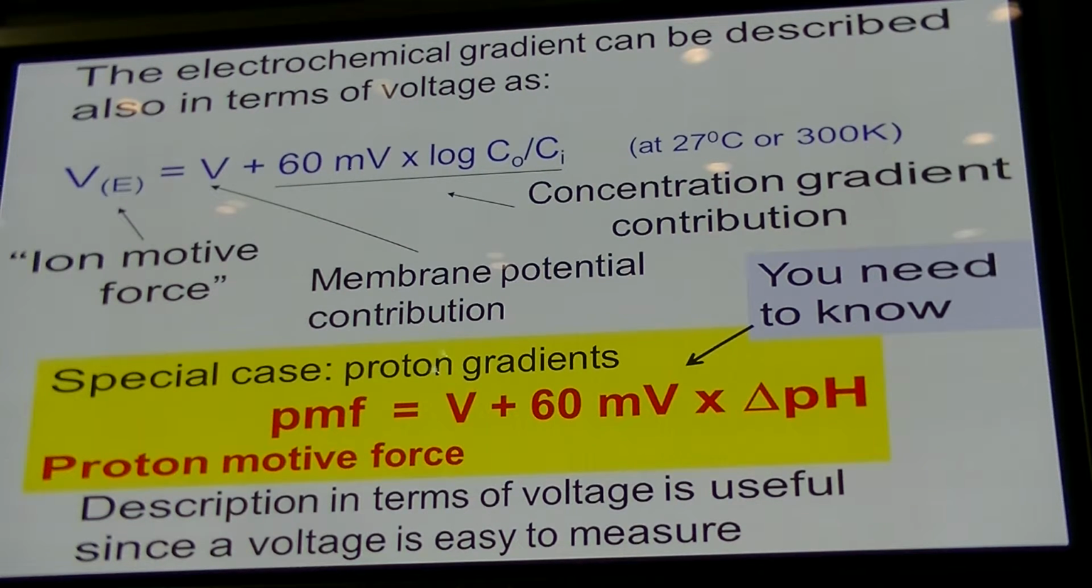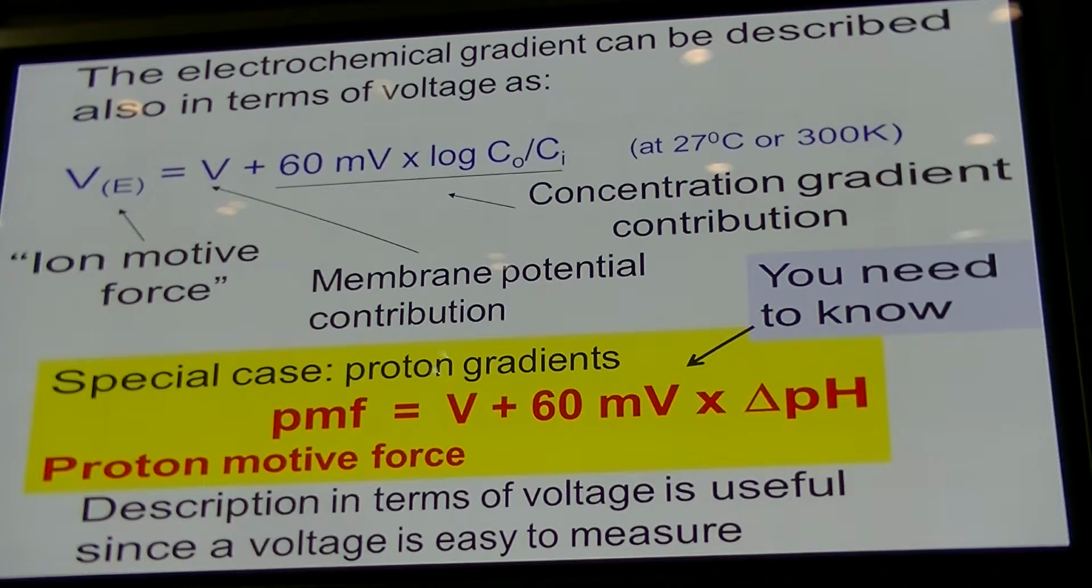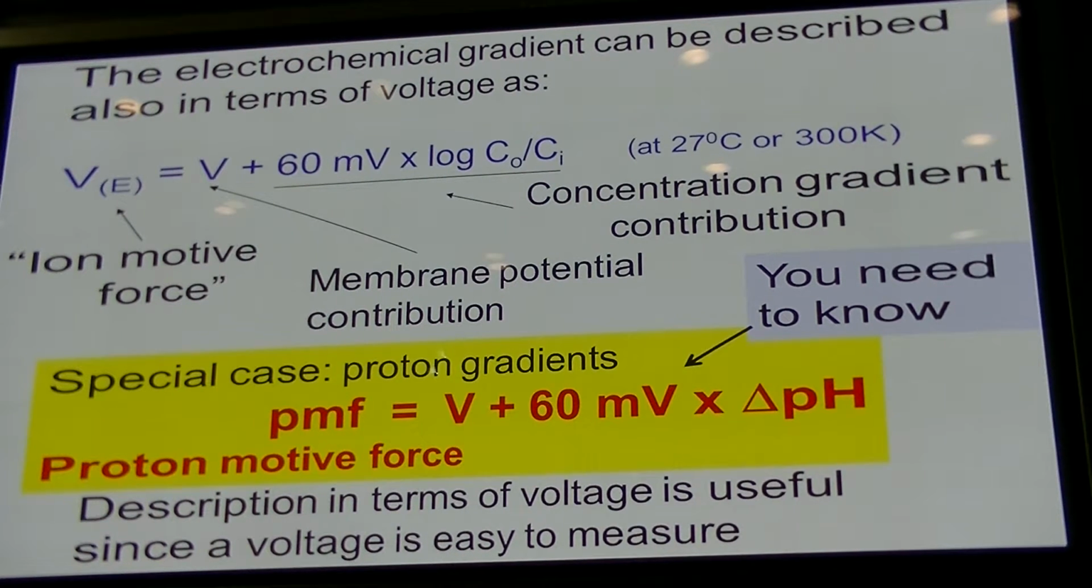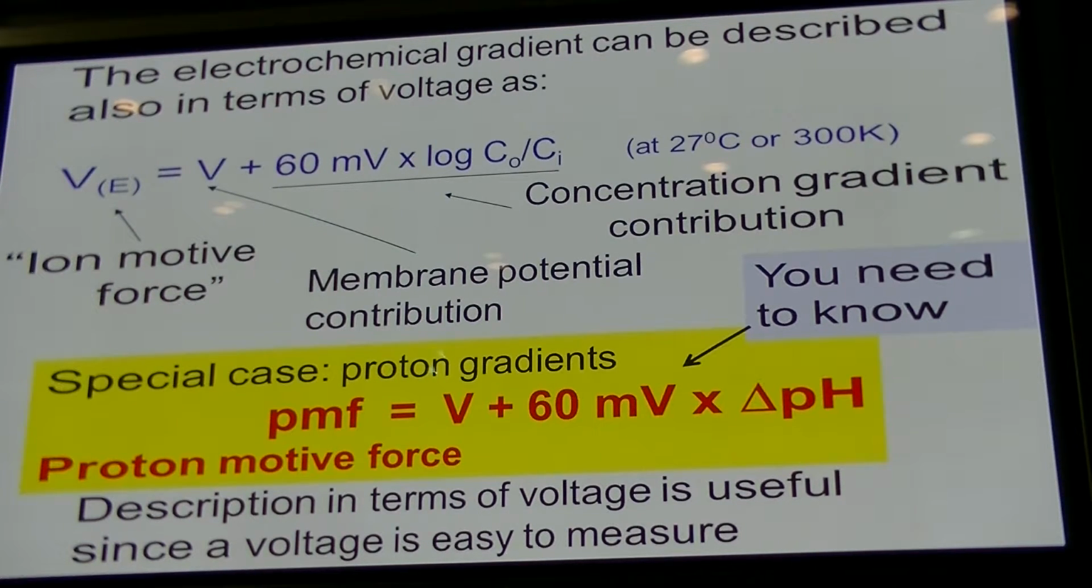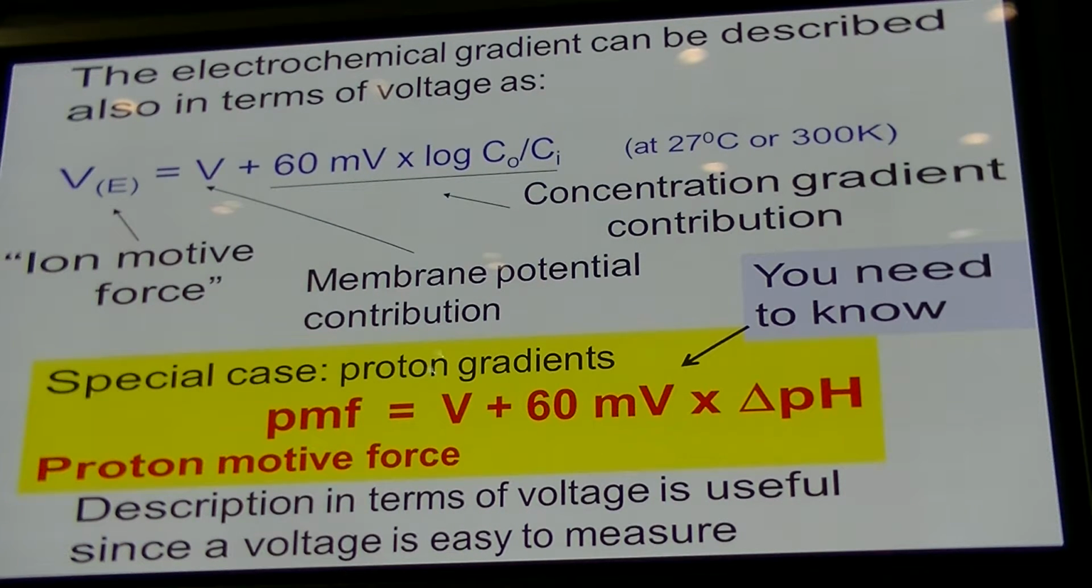What it means is, if we have a membrane potential of say 60 millivolts, and we have a pH of 6 in one compartment and a pH of 7 in another, and the ions want to move from pH 6 to pH 7, and the membrane potential works in the same direction, then we have 60 plus 60 times 1, which is 120 millivolts. You can do it at home, you'll believe me. So once again, this is useful because we can measure potentials. Membrane potentials can be measured directly.